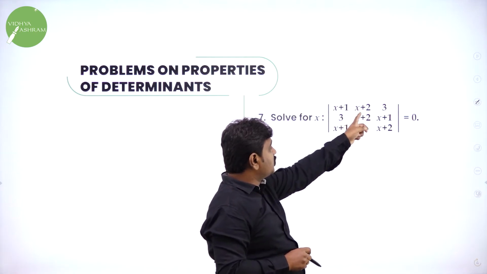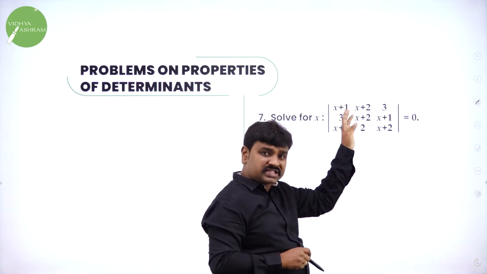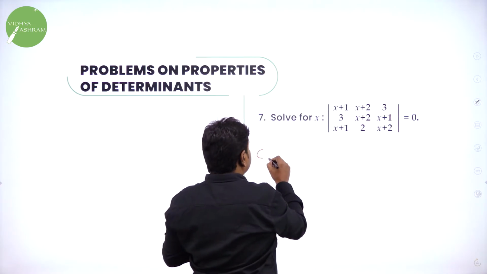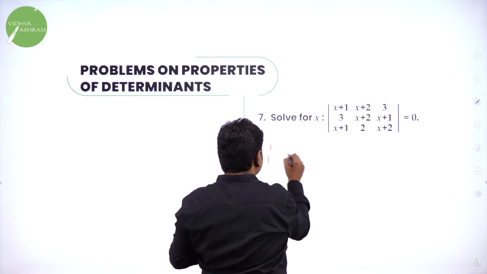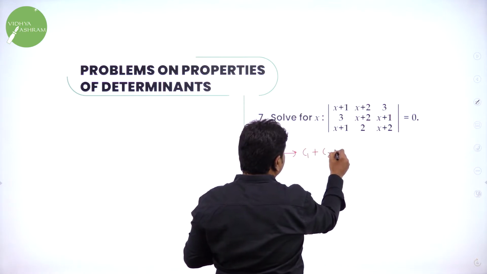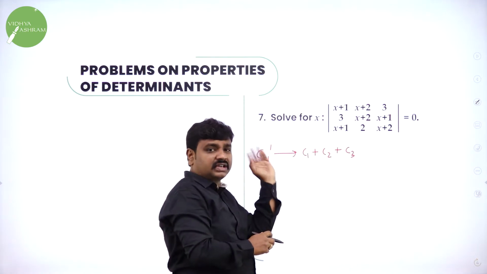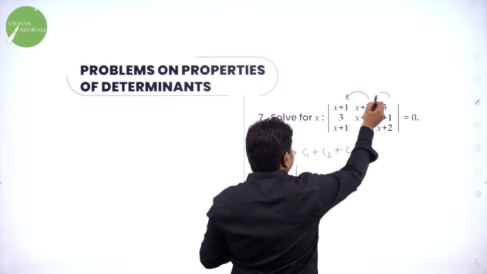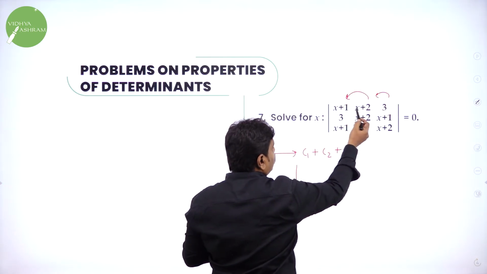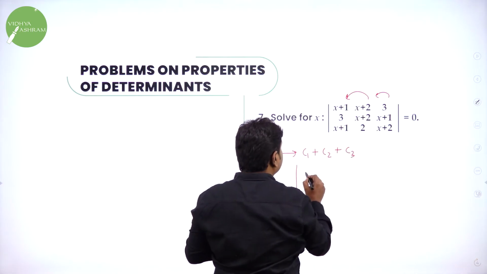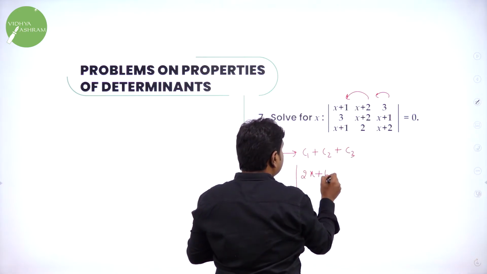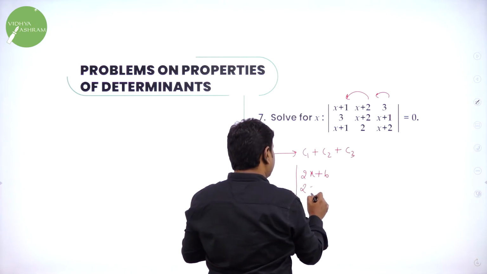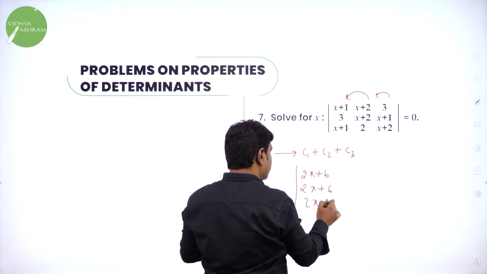x plus 1, x plus 2, 3. Every row has the same elements jumbled. So what I will do is C1 dash equals C1 plus C2 plus C3. For the first column I am adding the second and third columns. What is x plus x? 2x. 1 plus 2, 3. 3 plus 3, 6. So I will get 2x plus 6. Again x plus x is 2x, 2 plus 1 is 3, 3 plus 3 is 6. Every element in the first column becomes 2x plus 6 if you observe.